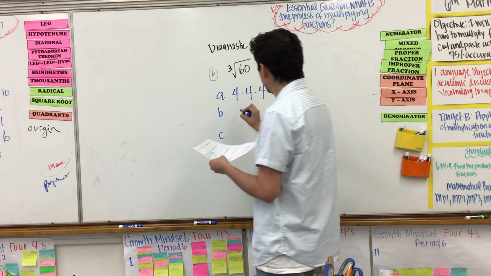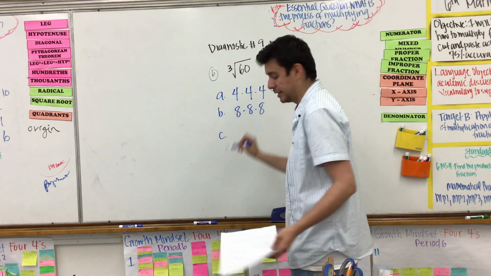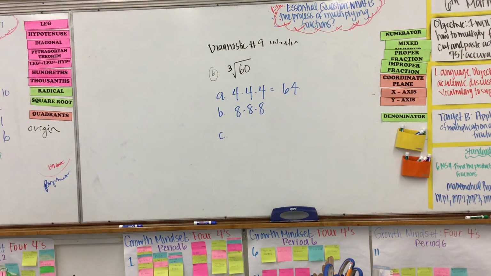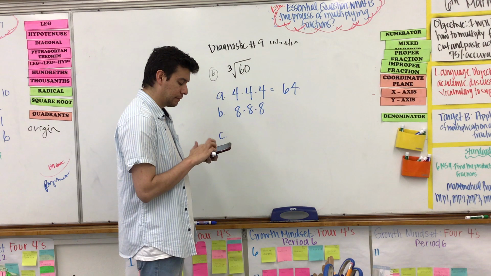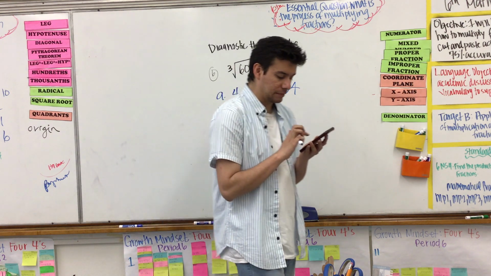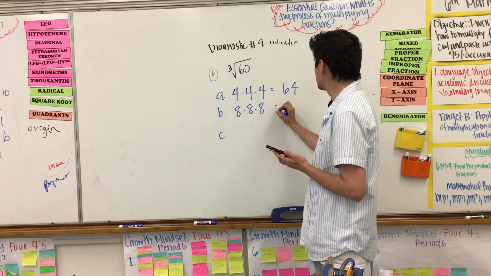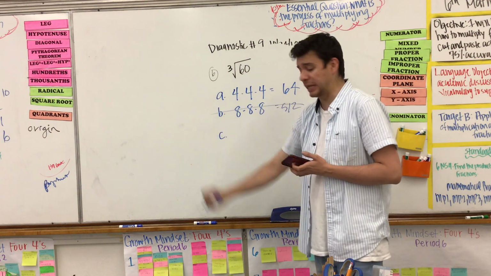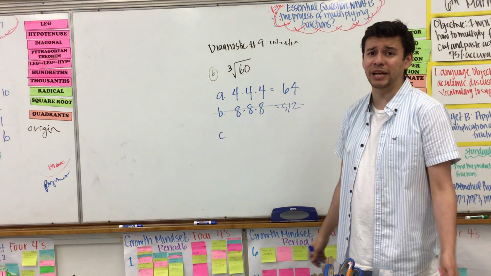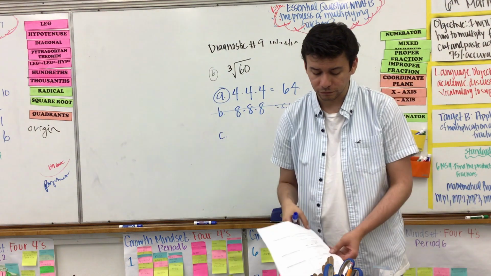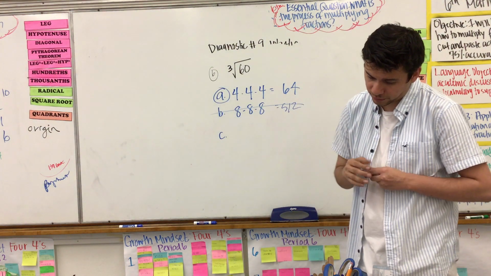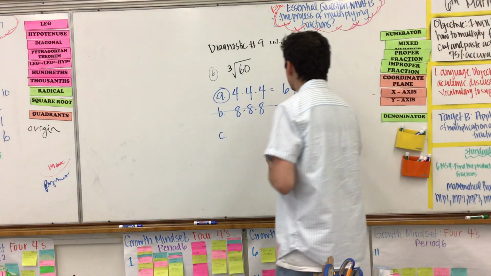Because the other one is 8 times 8 times 8. I know that 8 times 8 is 64. So when I do 64 times 8, what's the calculator? 64 times 8, that's 512. Clearly B is wrong. And I'm not even going to check C. The answer is A. That was it. Okay, number 7 is next.